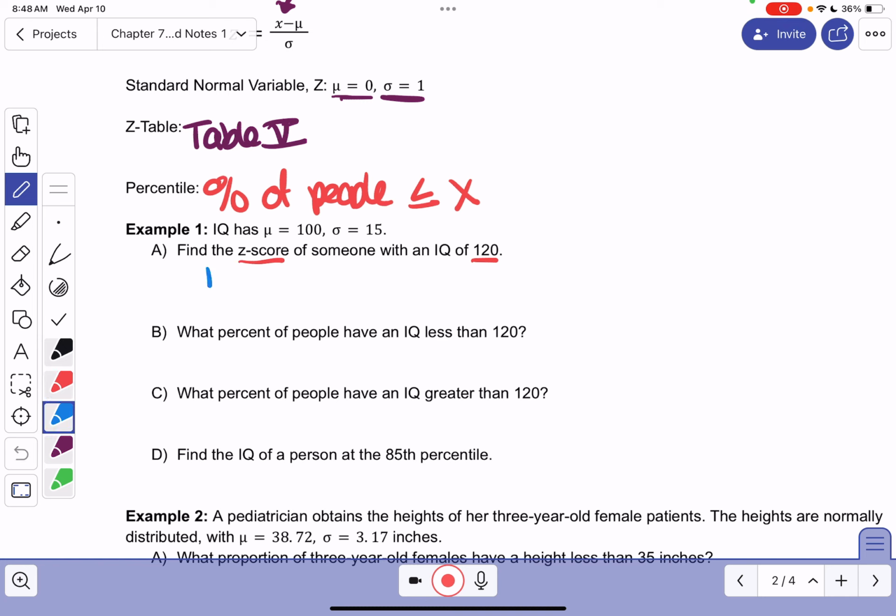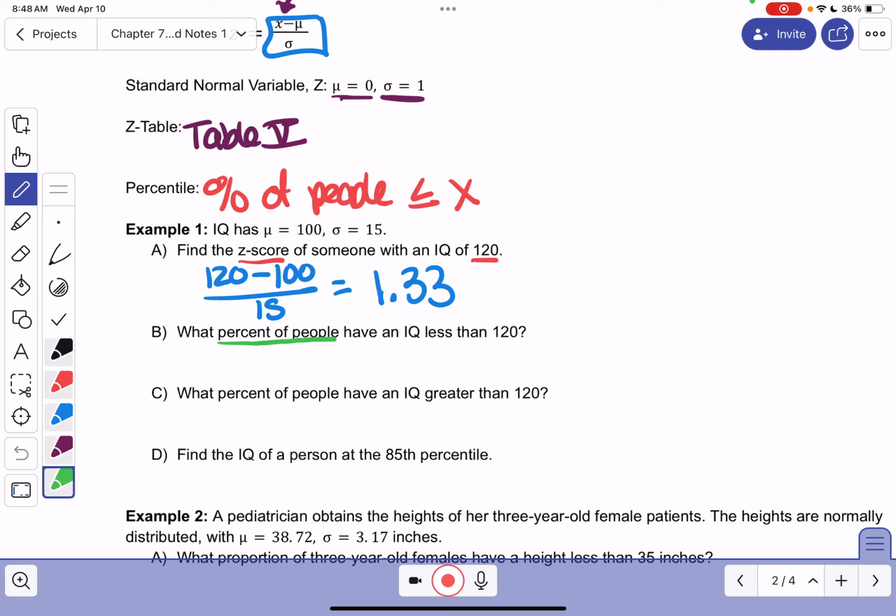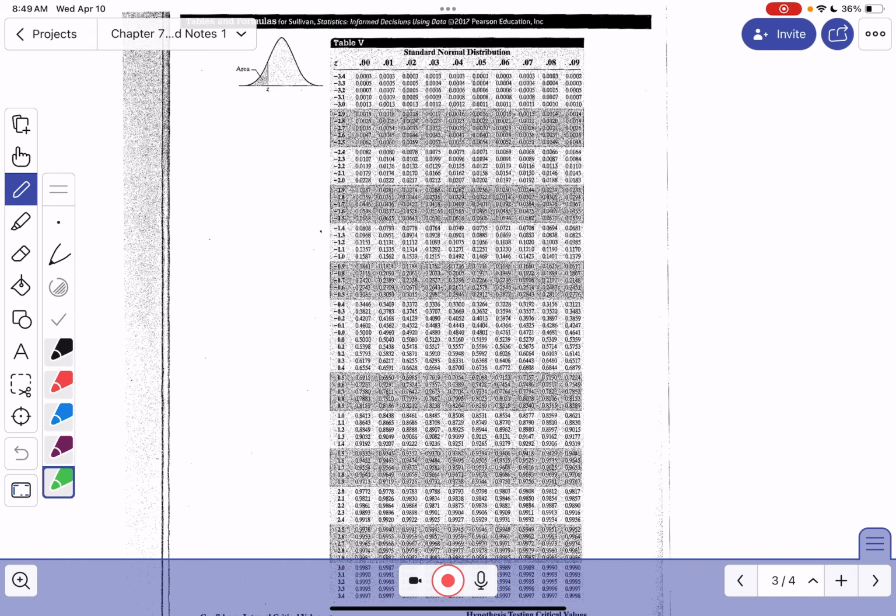So that's our x. So we do x minus the mean over the standard deviation. And if you type that in the calculator, you get 1.33. So you're going to round to hundredths. Now we use that to find the percent of people less than 120. So we're going to 1.33.